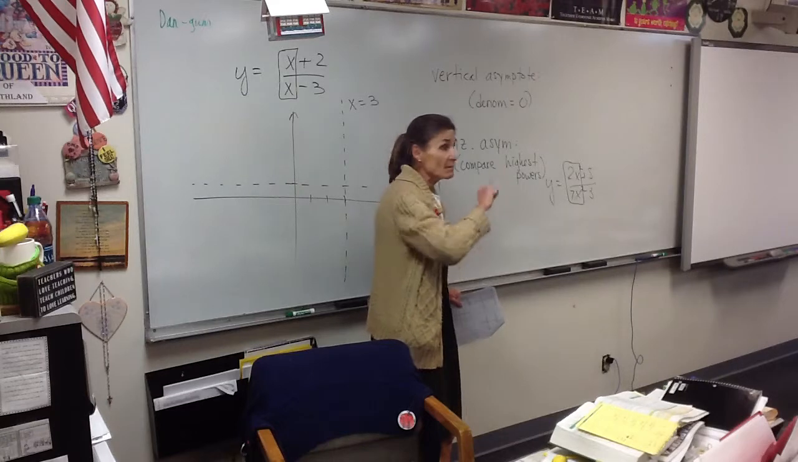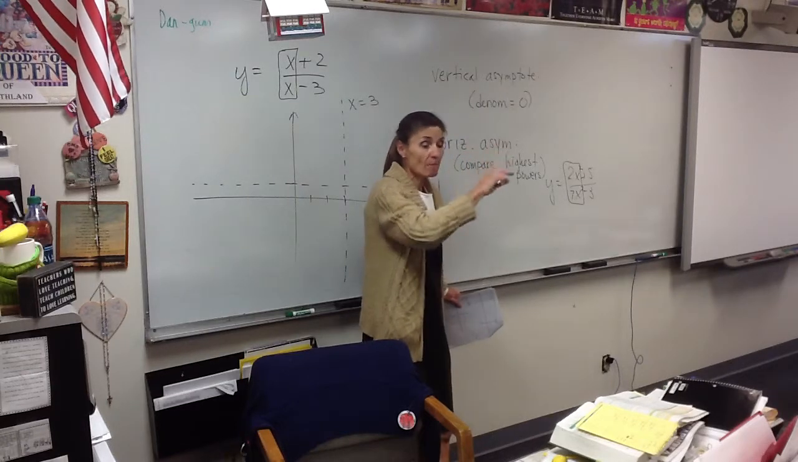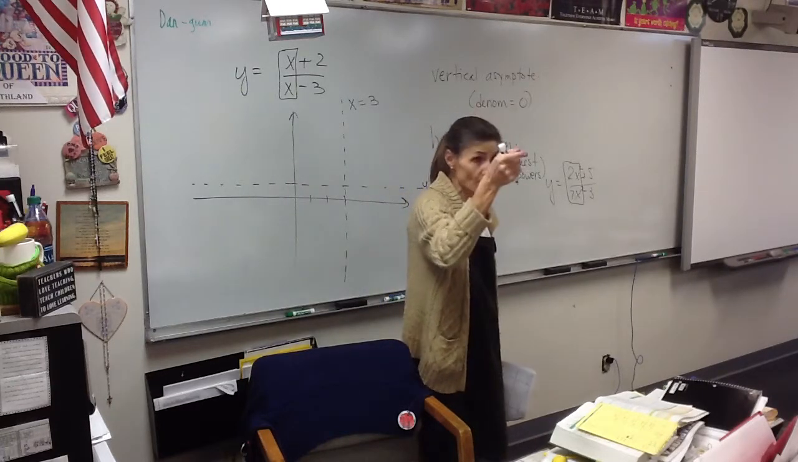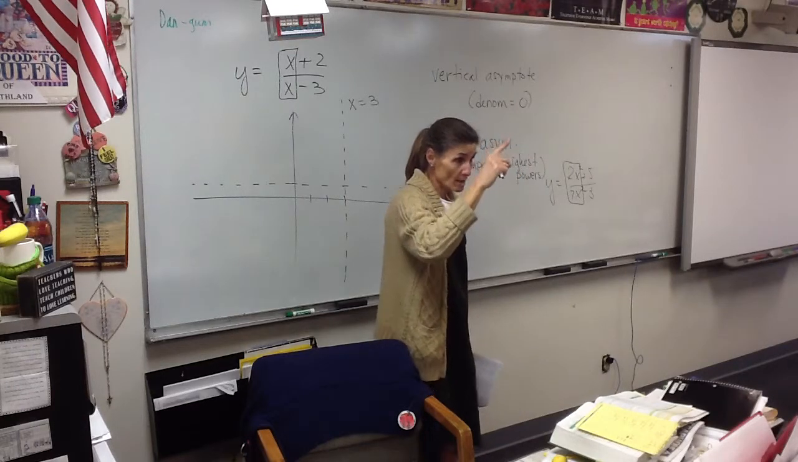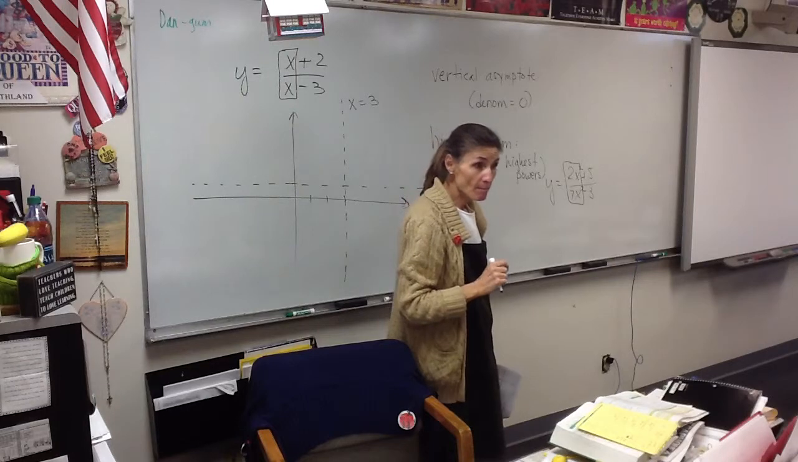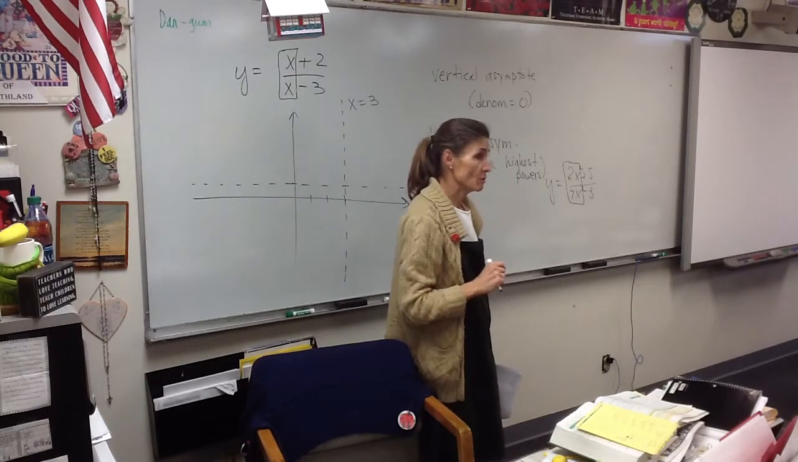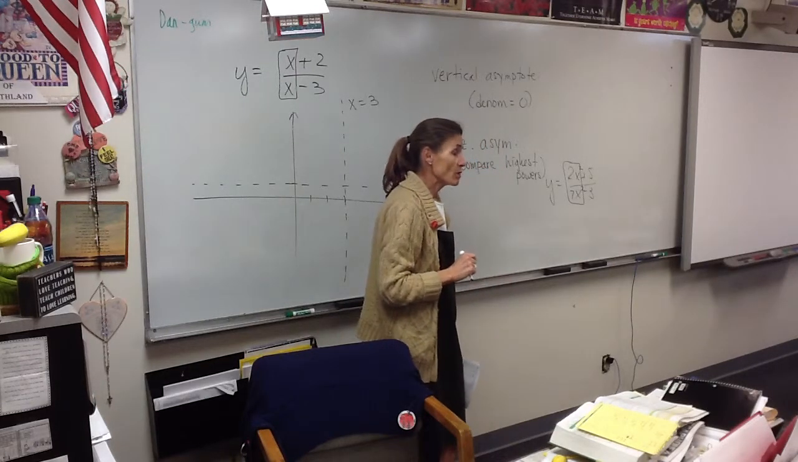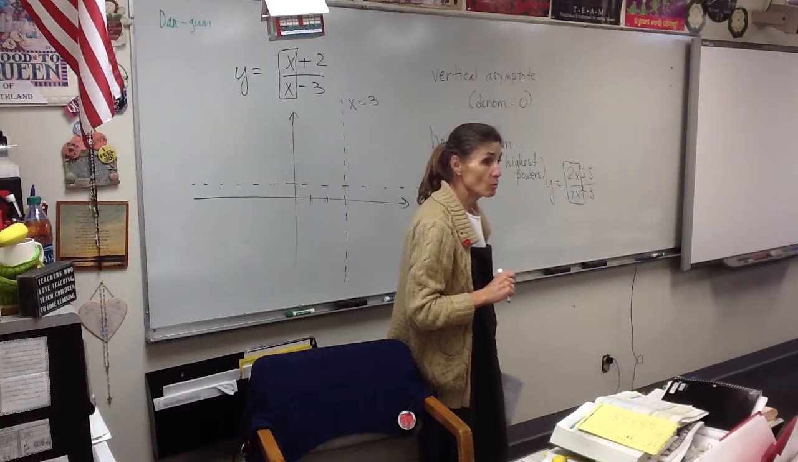So I'm not going to keep talking about those. We learned that before. You make a note of it and get it learned if you've forgotten. So one more time, because I'm not talking about it anymore. If the highest power is on the top, there's no horizontal asymptote. If the highest power is on the bottom, it's y equals 0.